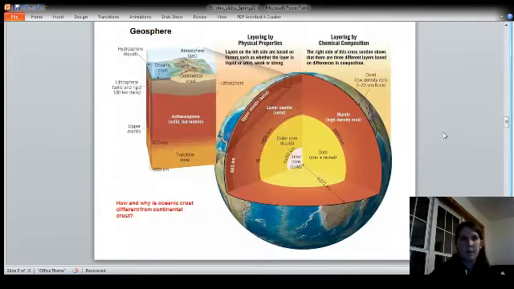The geosphere. This is my favorite sphere. So I'm sorry for talking a little bit about this.